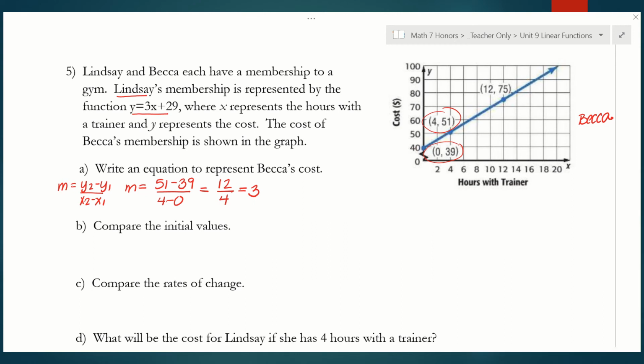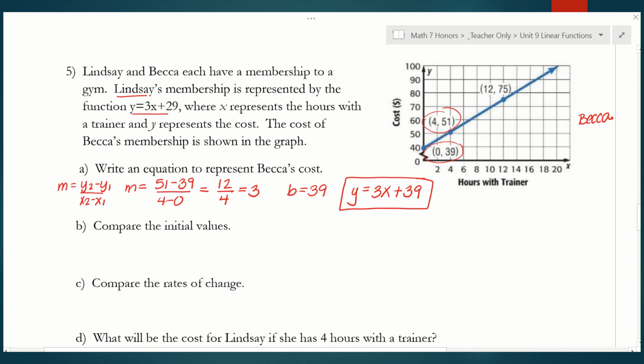Now the y-intercept, thankfully, I can see right on the graph. It says that it's 39 because that's when x is 0. So I don't have to do any work there to figure that out. If I put this together, the equation for Becca is y equals 3x plus 39.